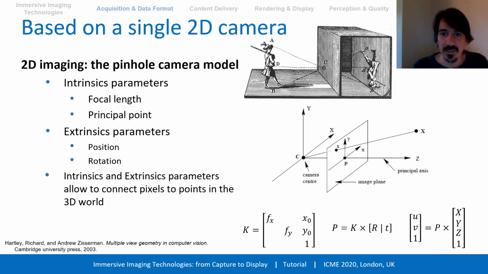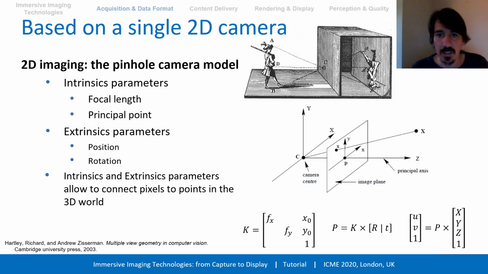Because this model is linear, it can be summarized in matrix form. Here we see the intrinsic matrix K. The extrinsics are summarized in a rotation matrix R and a translation vector T. When multiplied together, we obtain a single projection matrix P for the camera, which can be used to project a 3D point with coordinates x, y, z to 2D pixel coordinates u, v.